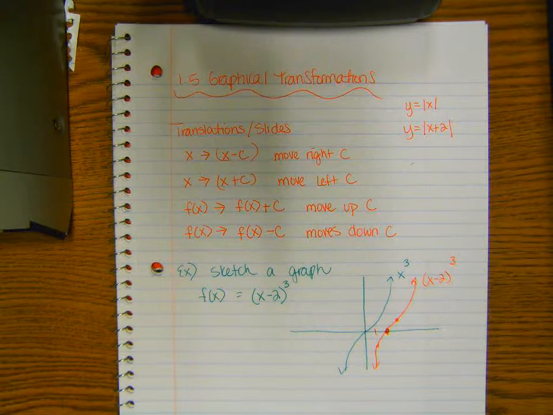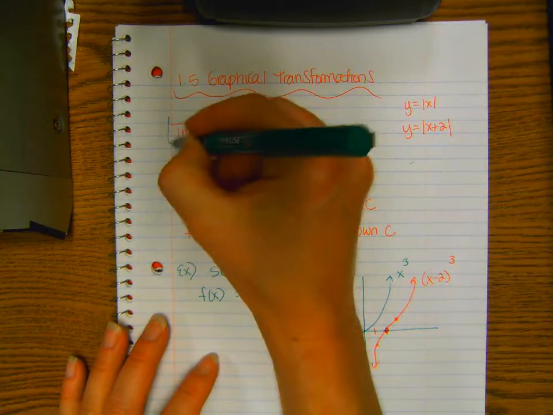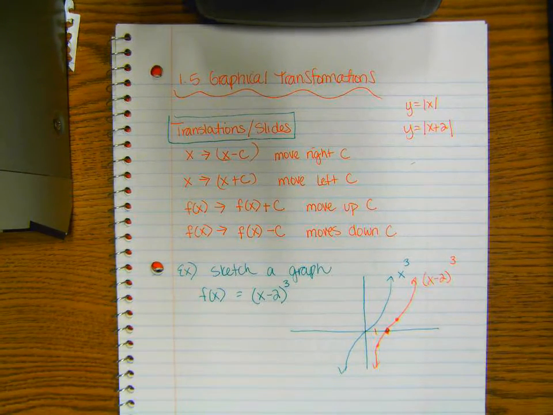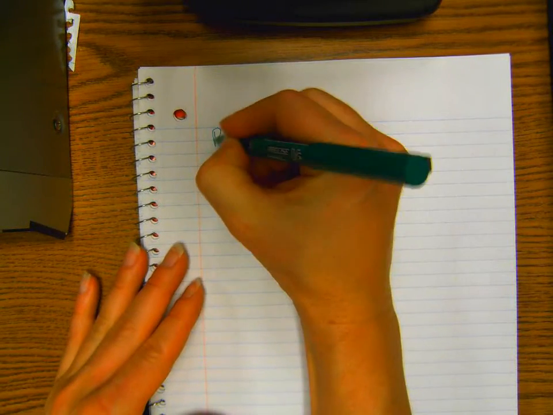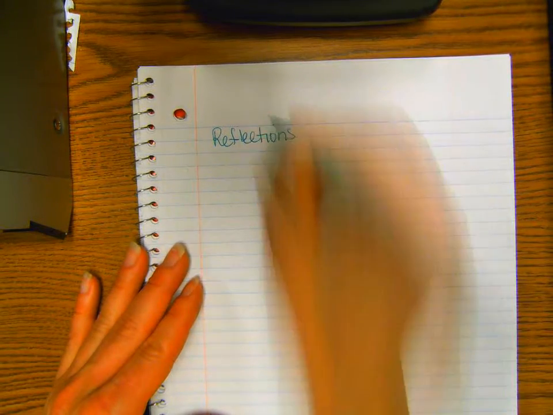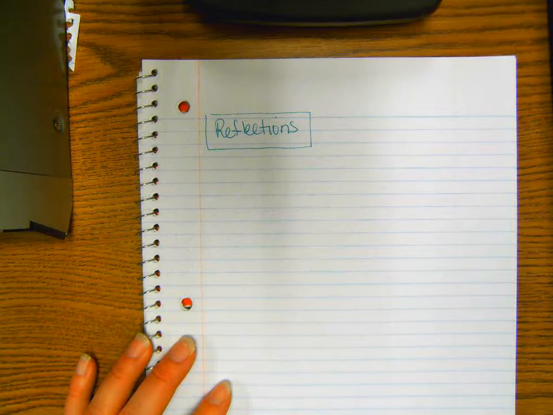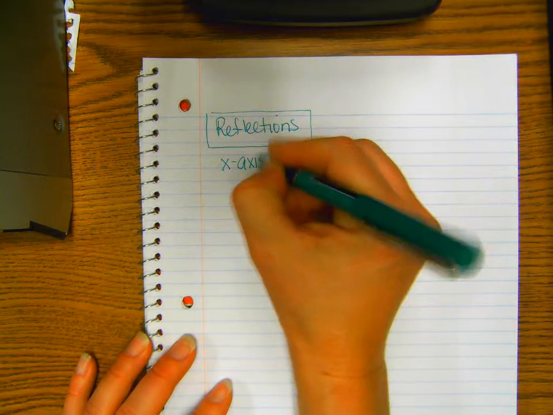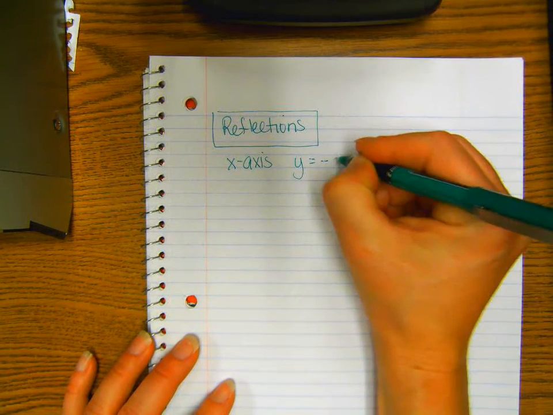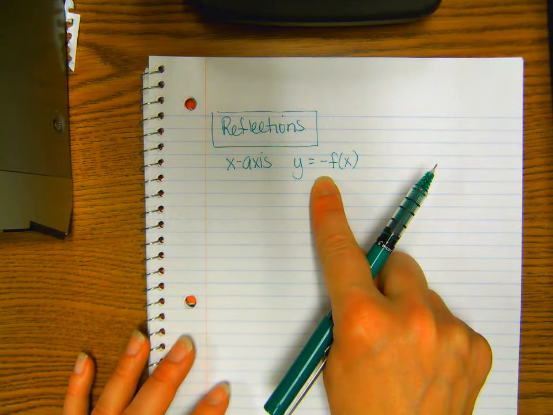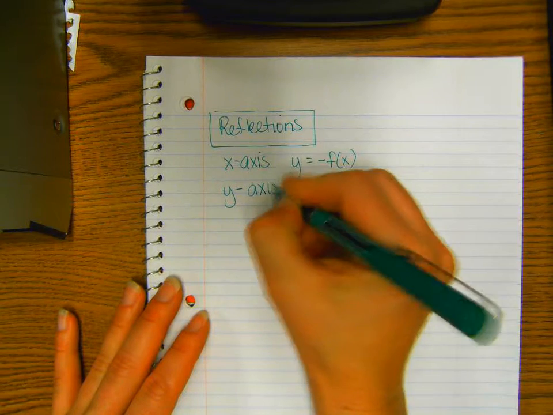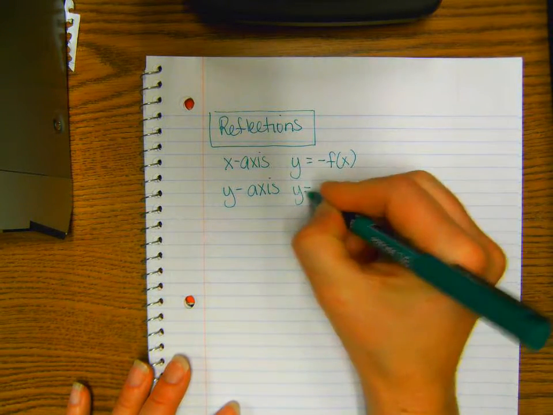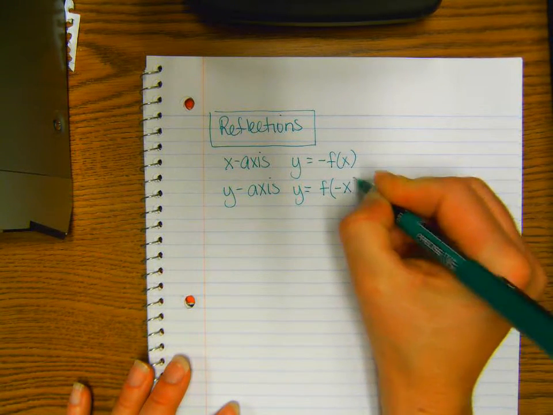So that's translations or slides. Let's go on to reflections. Do you remember reflections? Okay, here we go. There's only 2 types that we're going to recognize: over the x-axis and the y-axis. When you're doing the x-axis, what happens is you take the function and you make the entire thing negative. You take every single sign there would be and flip it around. If you're reflecting over the y-axis, what you do is you go actually into the function and replace every x with a negative x. Okay.